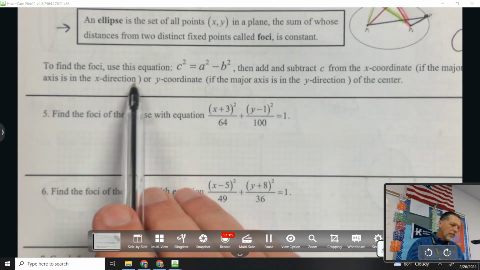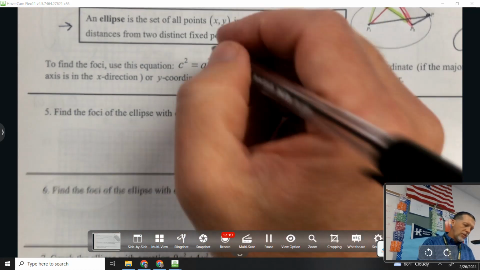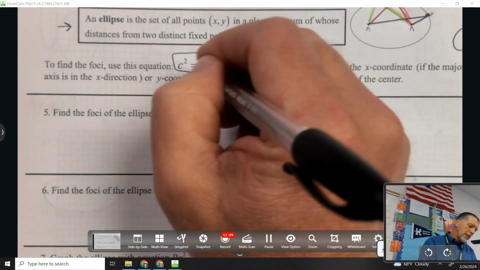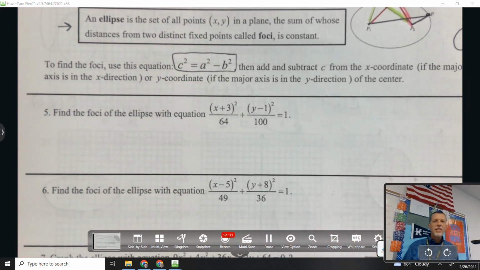All right, to find the foci, we use this equation. Okay, borderline confusing here because it's like we've seen that equation. Wait, no we haven't. A squared minus b squared equals c squared for the foci.